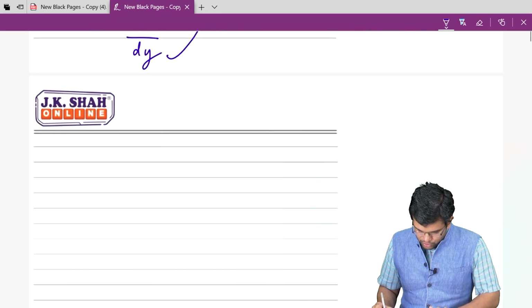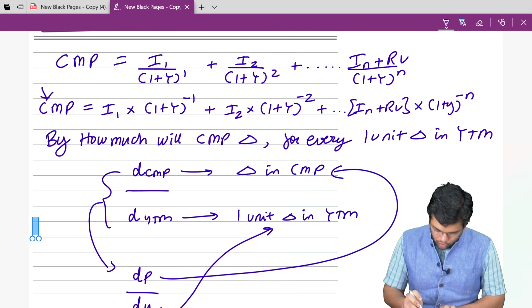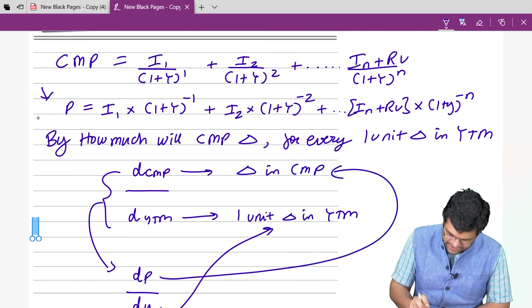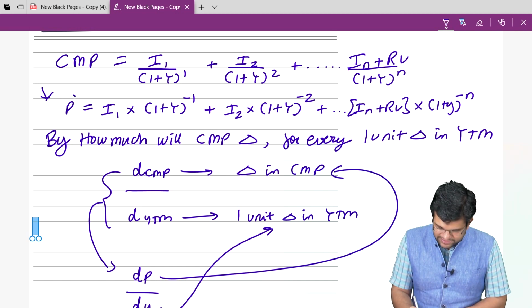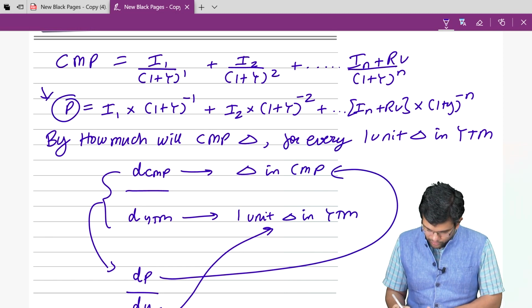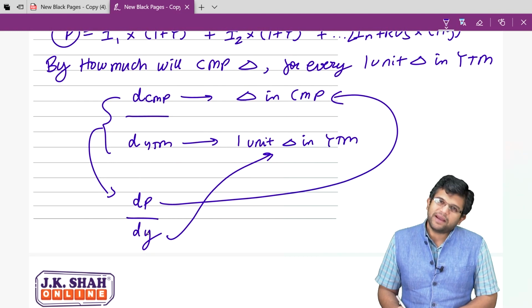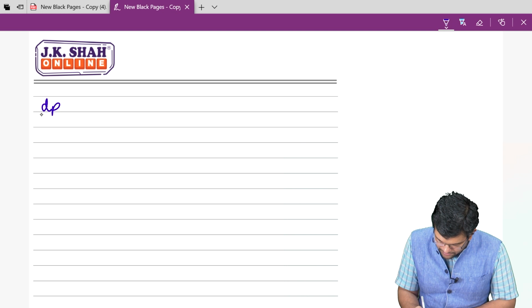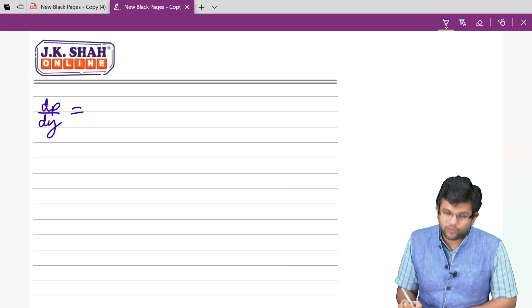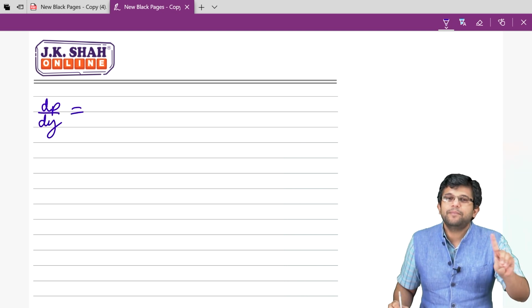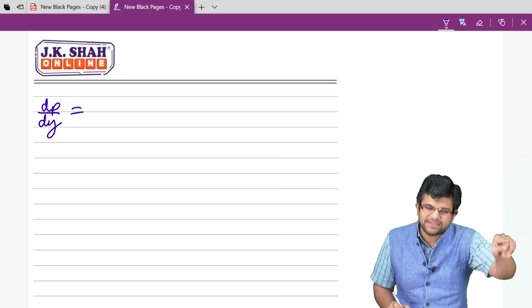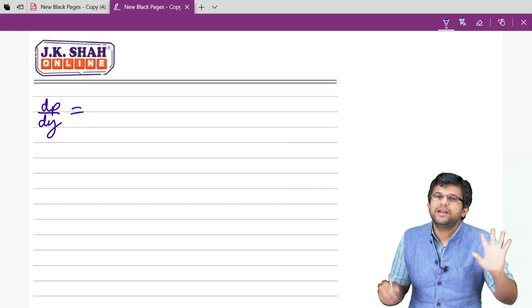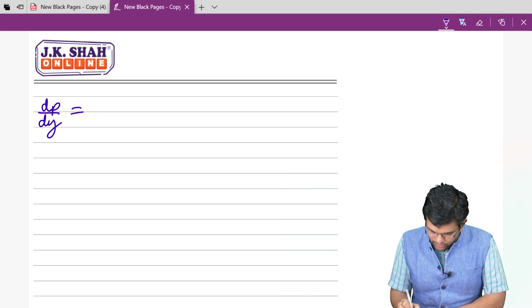Let's start. So children, we all know that this CMP can be written as P only, right? So I hope you understand, this is P, the dependent variable. So now I am doing dP by dY. Can we start? dP by dY. So I'll write down here dP by dY is equal to, I'll again repeat, what is dP? dP is the value of change in price. dY is what? 1 unit change in YTM, that is yield, is equal to.